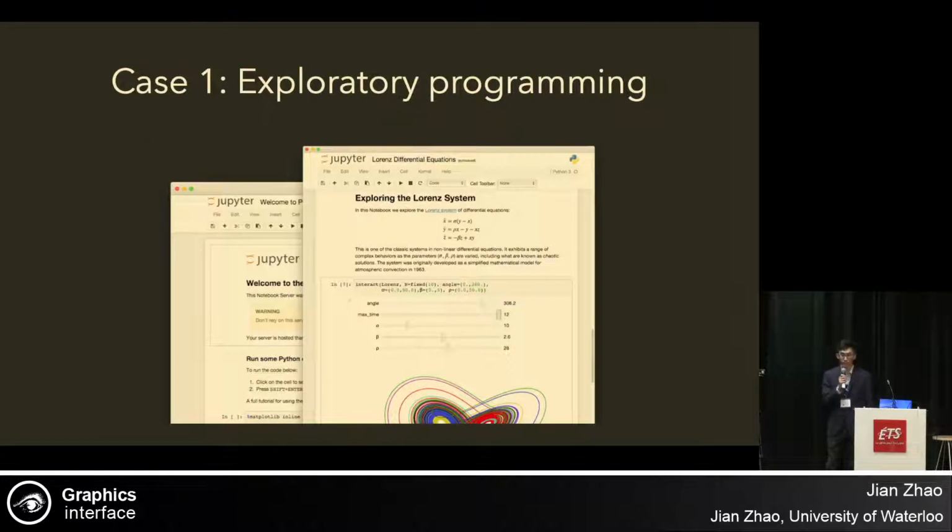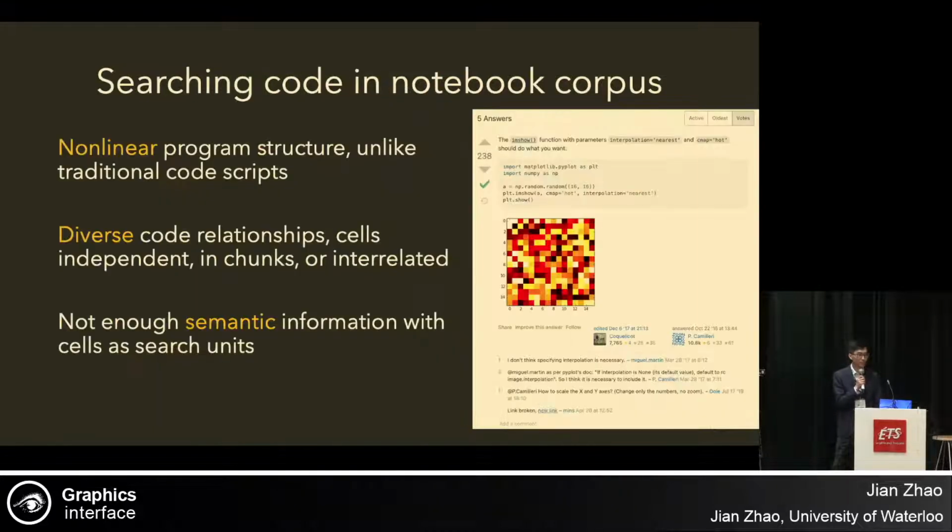The first case I want to talk about is exploratory programming using Jupyter Notebooks. That's a very popular tool in data science. And one task we have is code seeking: finding the right example code in a notebook corpus. For example, you have a lot of notebooks and you just want to solve a task, so you want to find the right piece of code in Jupyter Notebooks.